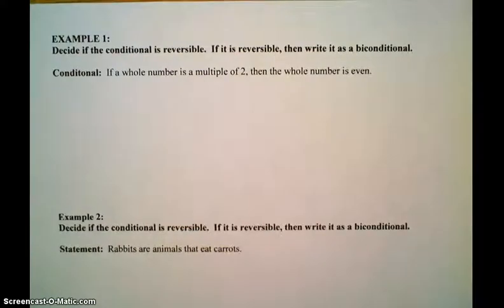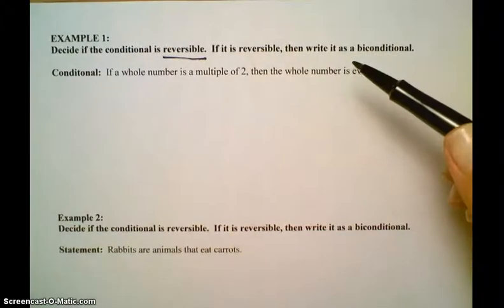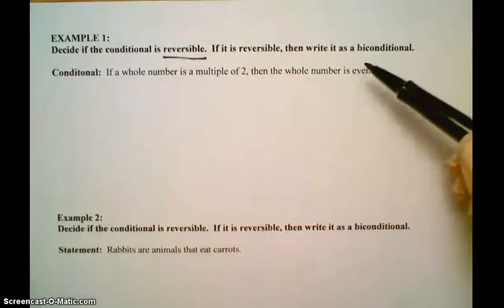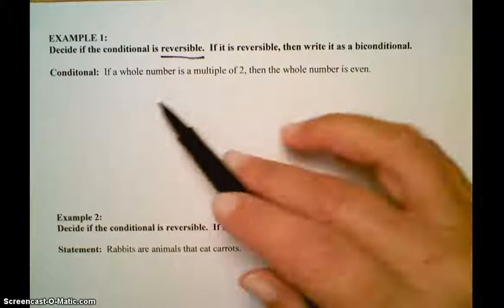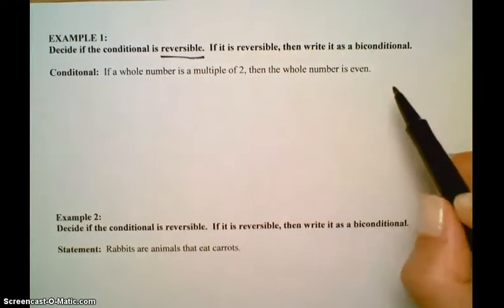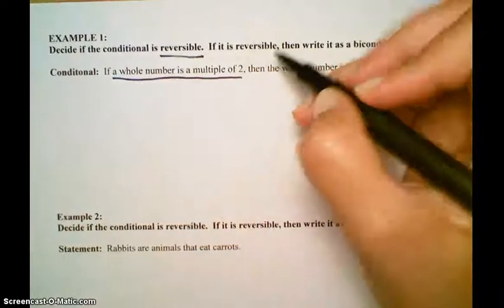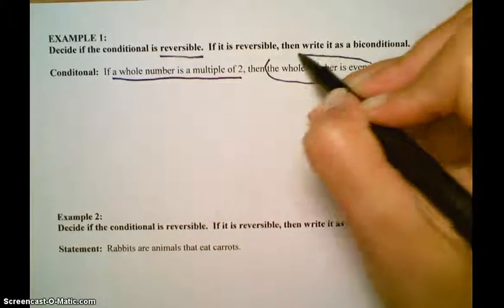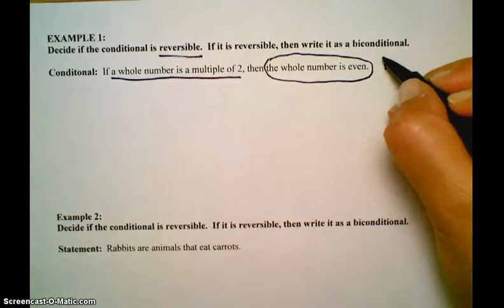Okay, we're on page 2 of the biconditionals handout, and you'll see that we're going to read that statement. We're going to decide if it's reversible. And again, to be reversible, we need the original statement, the conditional, and its converse to be true. Okay, so if a whole number is a multiple of 2, then the whole number is even. I'm going to start by just underlining my hypothesis and circling my conclusion. I'm then going to decide if that's a true statement, and it is.